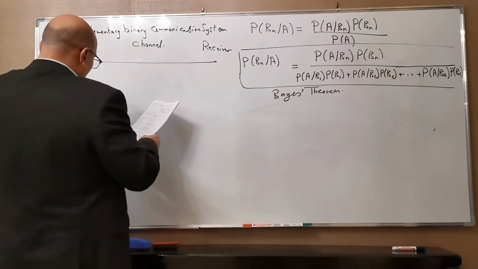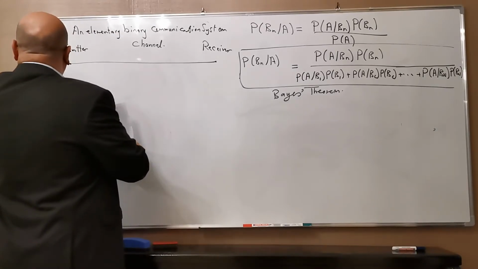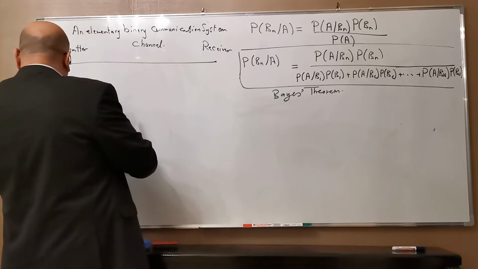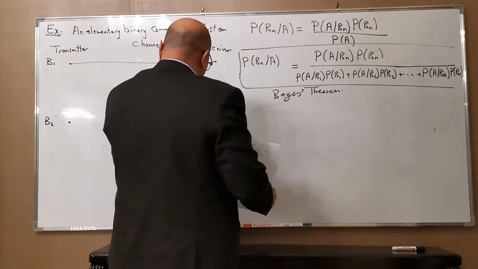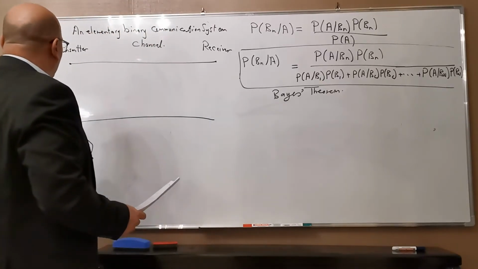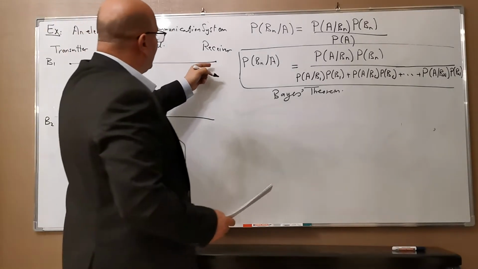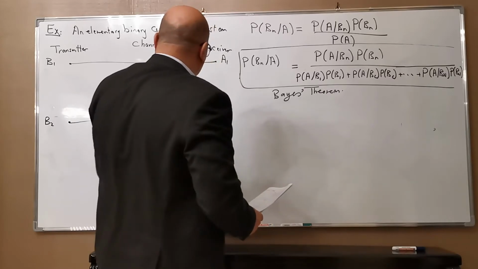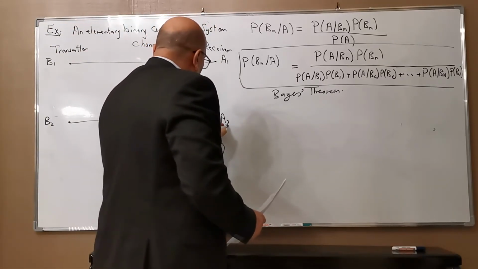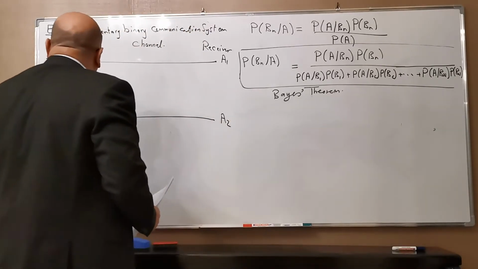So we have here B1 as a binary and B2 as another binary. Supposedly, if we don't have any noise in the channel, all B1 will be transmitted to A1 at the receiver, and all B2 will be transmitted to A2 at the receiver. Okay?